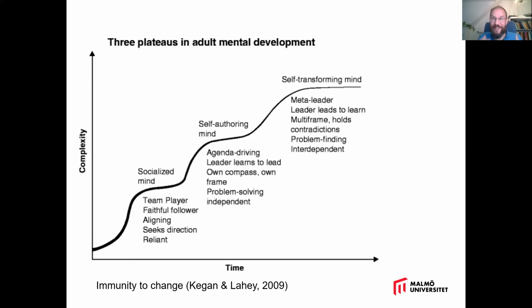So typically the socialized mind was associated with the traditional life, whereas the self-authoring mind is often associated with the modern life, where you move from home, build a new relationship, build a new home, and build a new life, more or less, an identity. And then onwards, some move beyond the self-authoring mind into the self-transforming mind. You see other aspects. You see words like meta-leader, multi-frame, holds contradictions, and interdependent. So this seems to kind of challenge some of the assumptions of the self-authoring mind. But let's look a bit closer at these three levels.